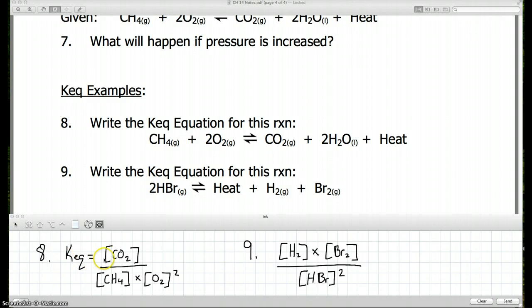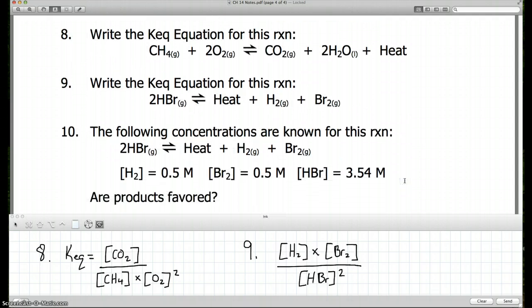Here I wrote KEQ equals the fraction. Here I forgot to put the KEQ. It's not a big deal. It's the fraction that we're worried about. I ignored the liquid here. I ignored heat here, and I ignored heat here. If there were any solids, I would have ignored those too. I only include gases and aqueous states. And coefficients, like for HBr here, became an exponent. Plus signs, like up here, became multiplication signs. So that's what you should have gotten there.